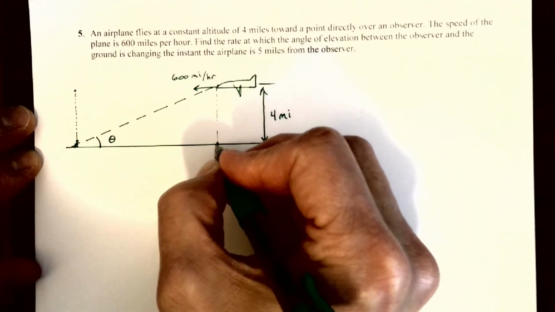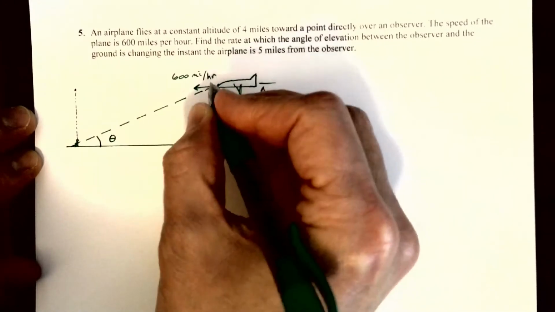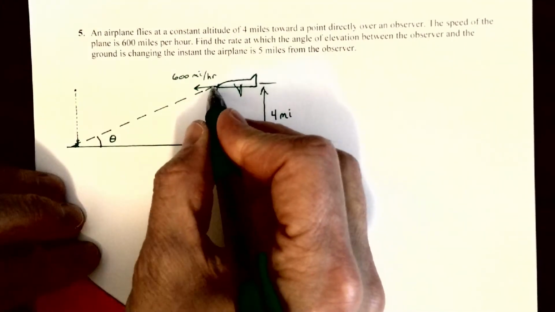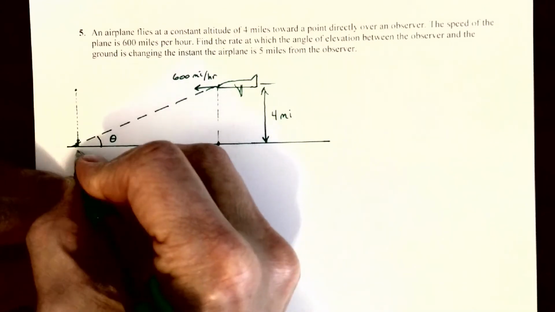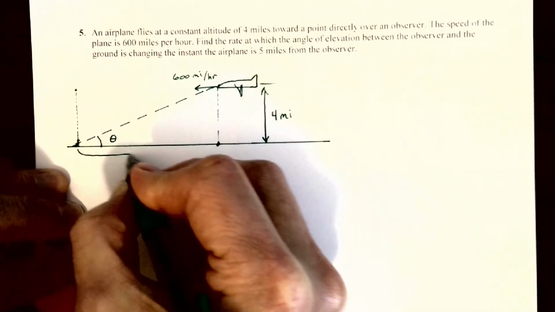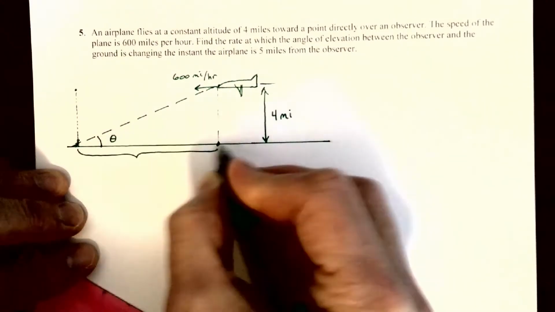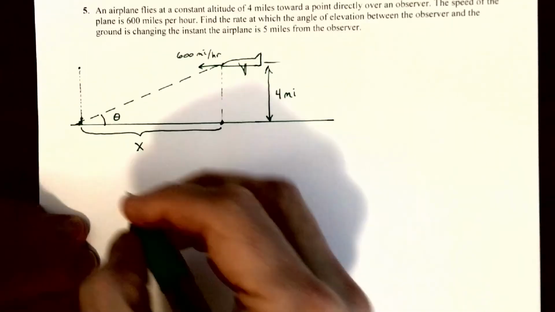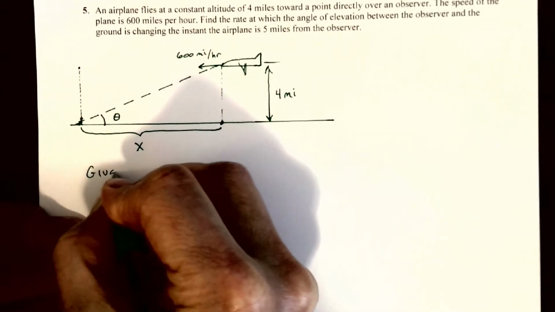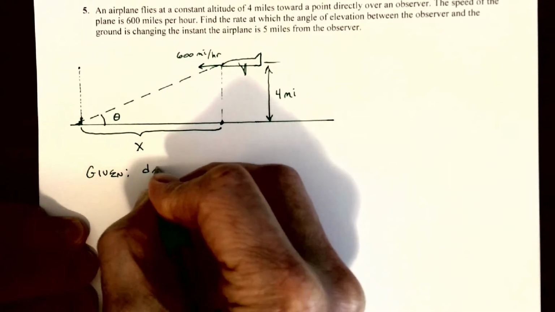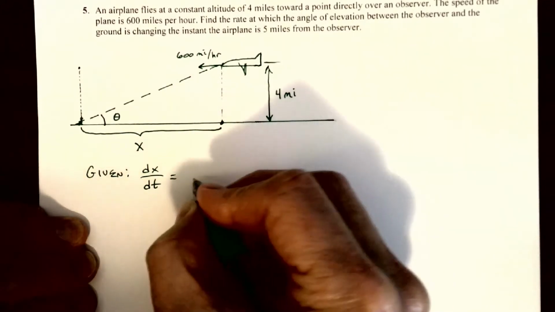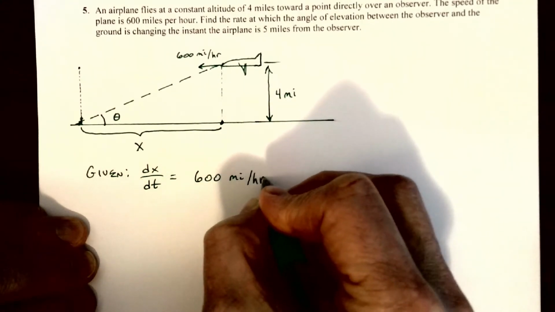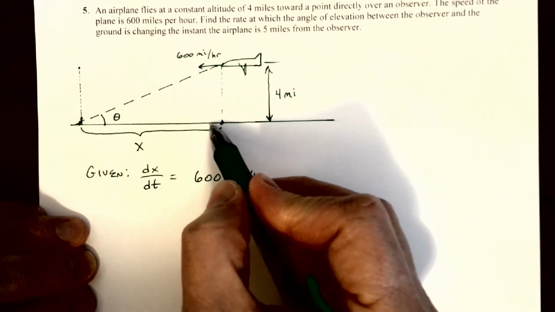That point's going to move as the plane flies this way, and so we can think of the distance from the airplane to the point directly above the observer as the distance from the observer to this point right here. That distance is changing; it's getting smaller. Let's call that x. And in fact, that's what's given. We are given the rate of change of x with respect to time, and it's 600 miles per hour, which is the speed of the airplane. This point will be moving at 600 miles per hour.